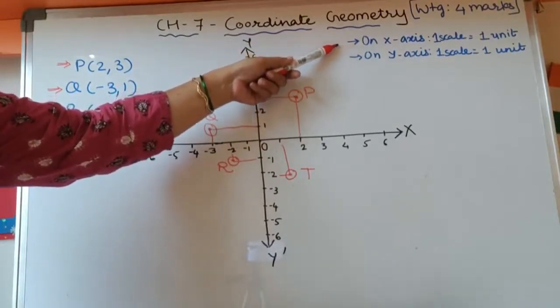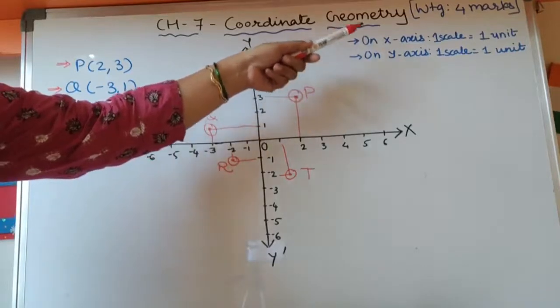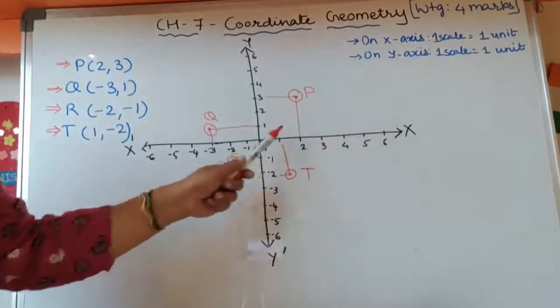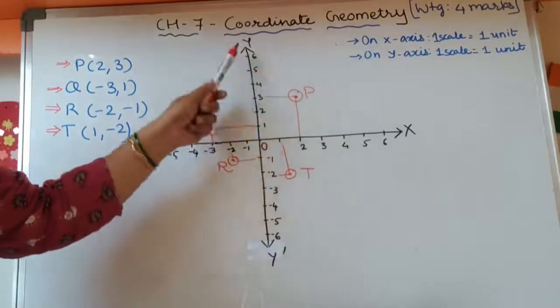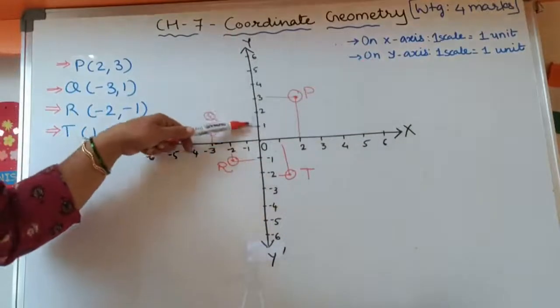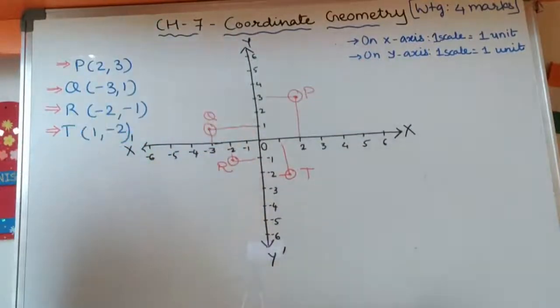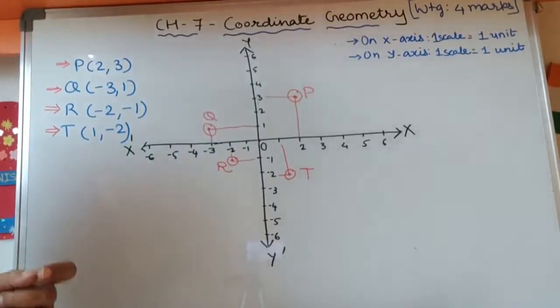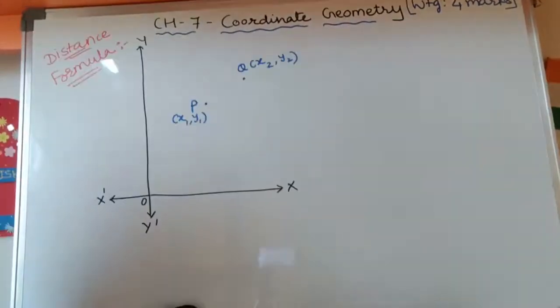Okay, and as you know, when we draw a graph, we write the scale at the top right side. On the x-axis, one scale is equal to 1 unit. The distance between two numbers on either the x-axis or y-axis is the same. So on the y-axis also, 1 scale is equal to 1 unit. Okay, so now let's see how to find the distance formula. This formula is used to find the distance between any two points.